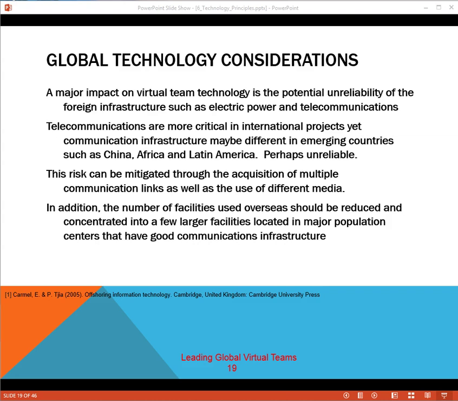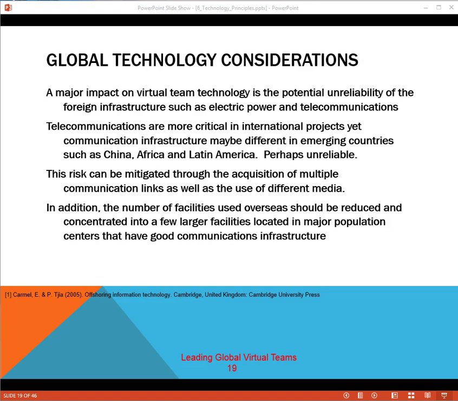So let's consider some global technology considerations. A major impact on virtual team technology is the potential unreliability of foreign infrastructure, such as their electrical power and telecommunications. Telecommunications are more critical in global projects, yet communication infrastructure may be different in emerging countries, such as China, Africa, and Latin America. And sometimes it's not only different, sometimes it's unreliable.